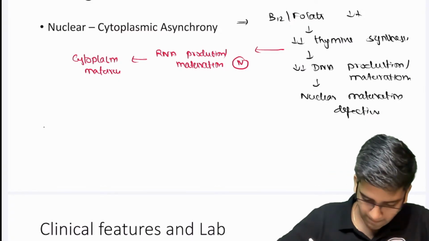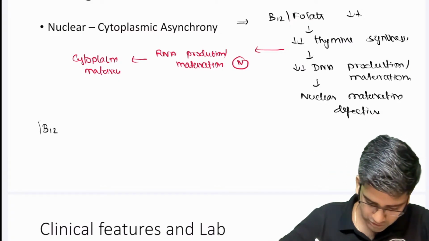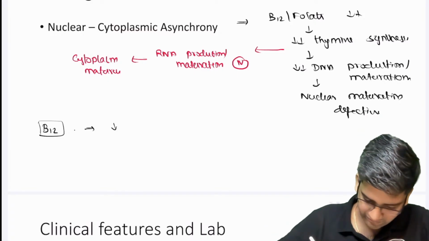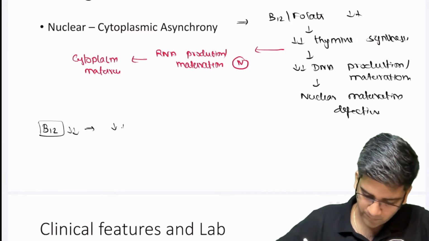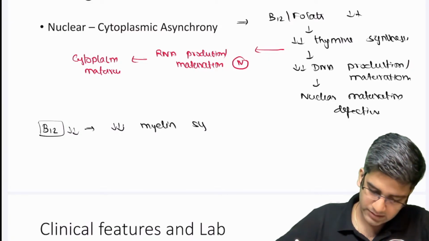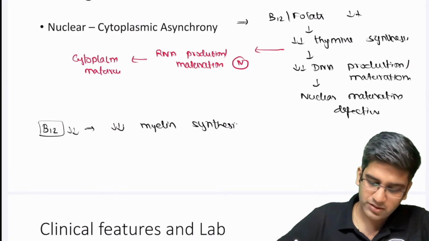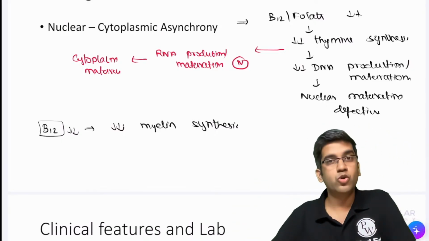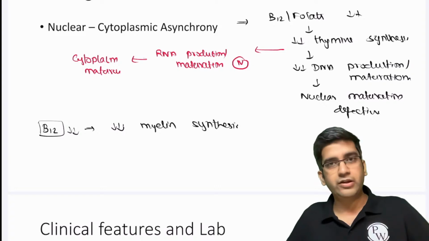That's more than enough. But if the question is about B12 also, add an extra point to this. B12 deficiency will also reduce myelin synthesis. Folate will not have this, right? Only if it's B12, because that's why we have the neurological deficit with respect to B12. Will not have it with respect to folate.